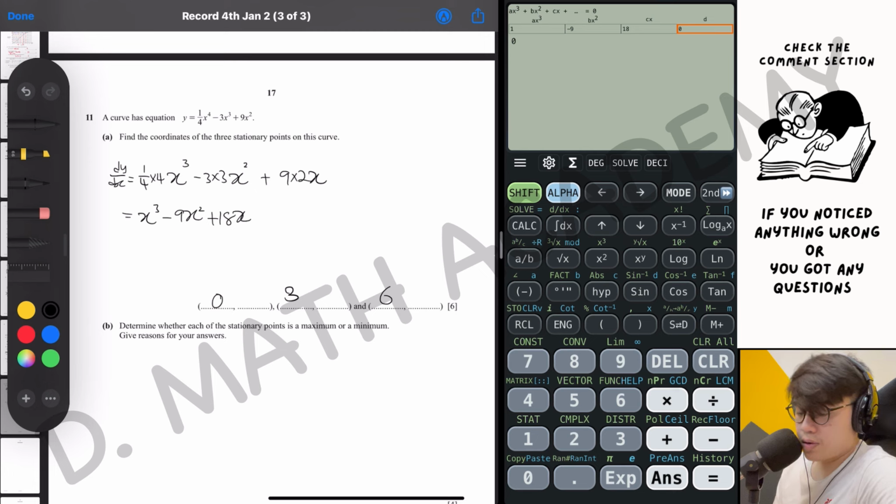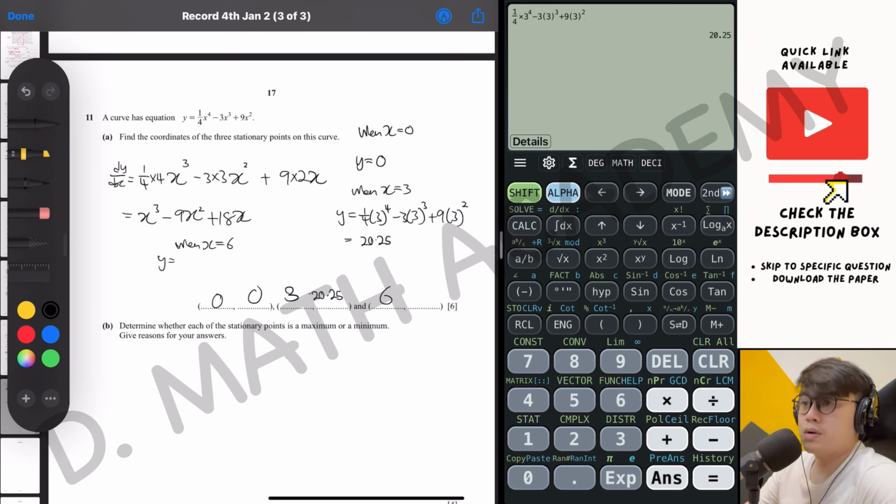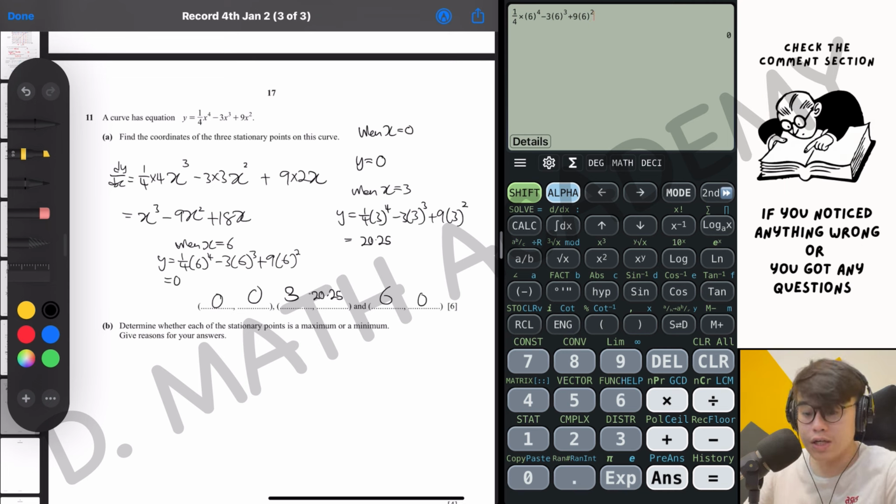So let's run your calculation. When x is 0, y will be 0. When x is 3, y will be 1 over 4 times 3 to the power 4, minus 3 times 3 cubed, plus 9 times 3 squared. Okay, here we get 20.25. And then when your x is 6, you will get 0. So this is how I find the 3 turning points here.